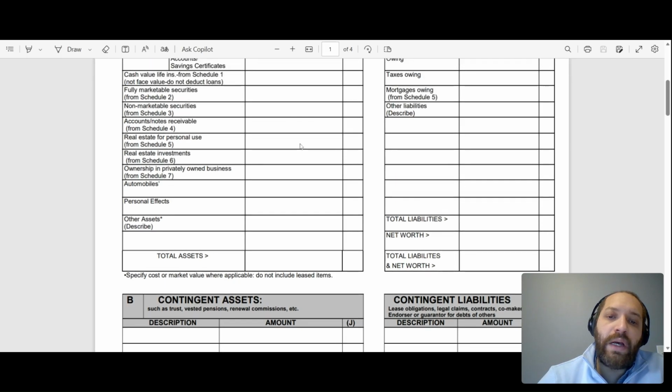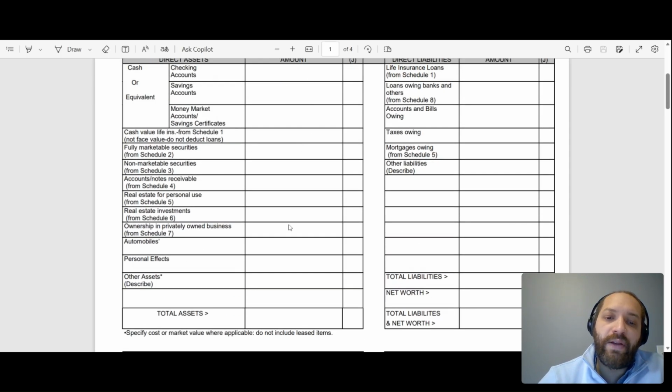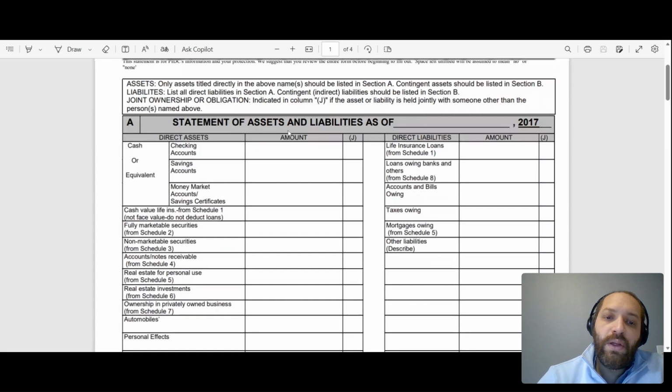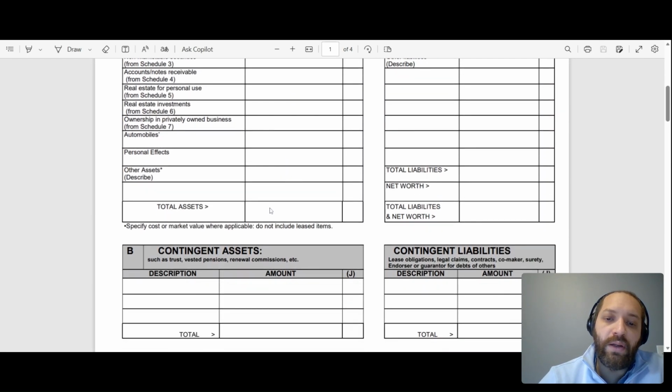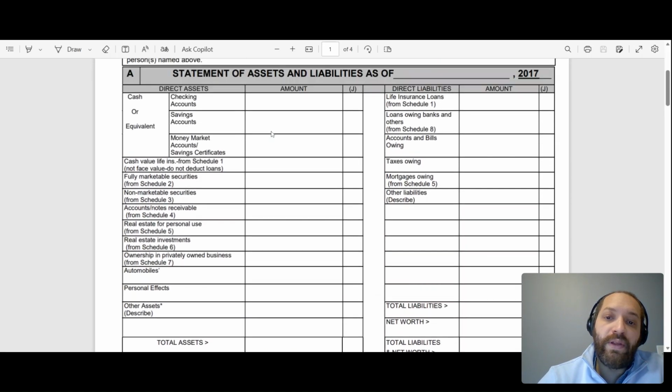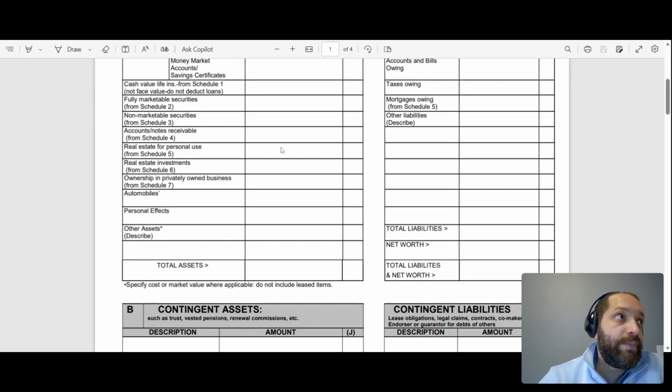Now, at the end, after you've added all of that information, you just add up all those numbers, and then include here where it says total assets the sum of all of these numbers.